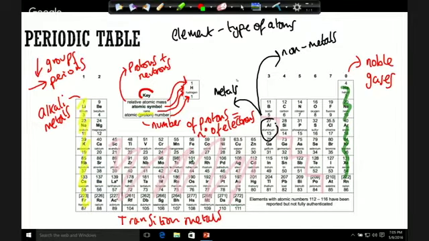Each element starts with a capital letter. For example, aluminium is capital A, then lowercase l, and if the letter's on its own, then it is just a capital. Where this becomes really important is if we look at cobalt here, because cobalt is capital C, lowercase o. If you wrote them as two capitals, you'd be talking about something completely different. You'd be talking about carbon monoxide, okay? Carbon bonded with oxygen.